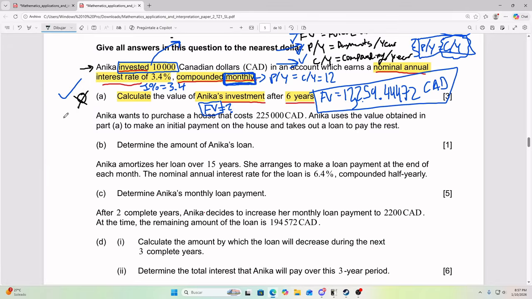We have that Anika wants to purchase a house. Lucky for her. Not everyone can do that nowadays. Flipping boomers.